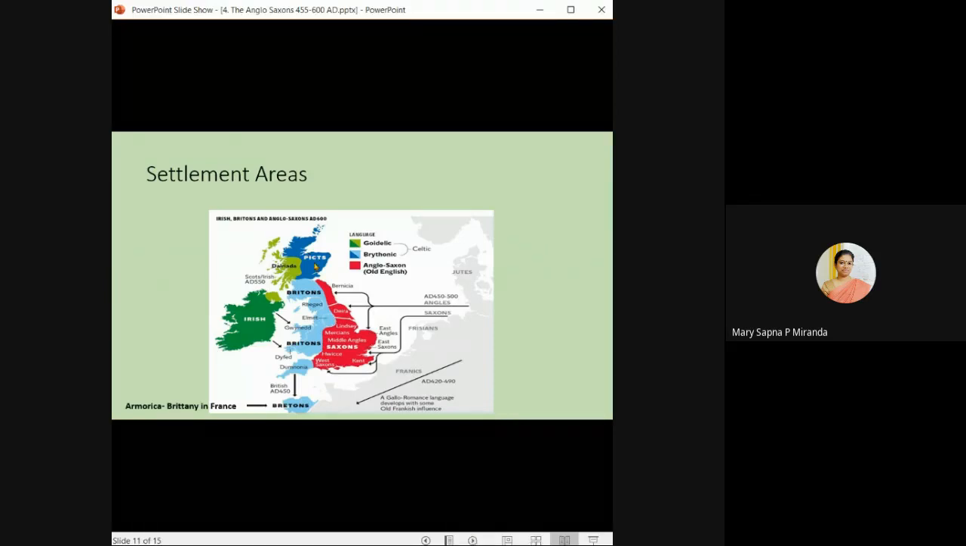Here you have the Picts and the Scots and all. So they are kind of cut off from this particular mainland. And this region was occupied by the Celtic tribes, whom we call the Britons, and many of them went over to this area in France, which is known as Brittany now. And this is the eastern region. Here you have this place, Wales.